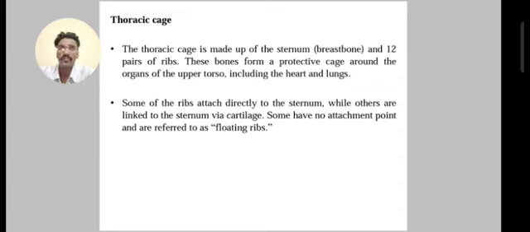What pathogenetic diseases arise in the thoracic cage. So basically 12 pairs of ribs constitute the thoracic cage, and it is the terminal part of the axial skeletal system.